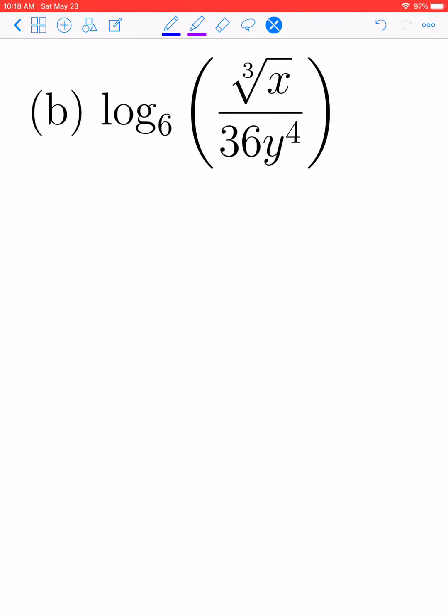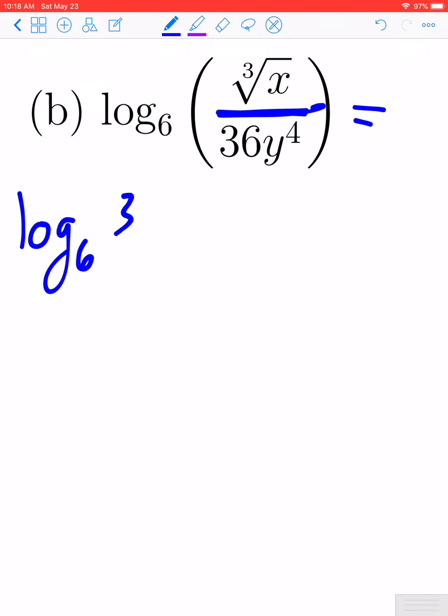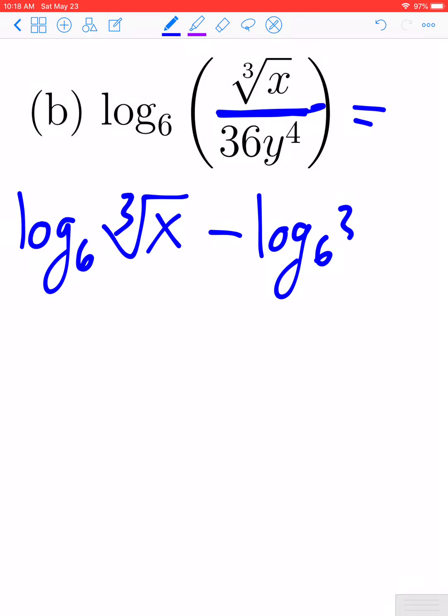Let's take a look at the next one. We have log base 6 of this quotient. Because we have a fraction on the inside, the quotient rule says that this is going to be equal to the log of the numerator subtracting the log of the denominator. So that's applying the quotient rule.